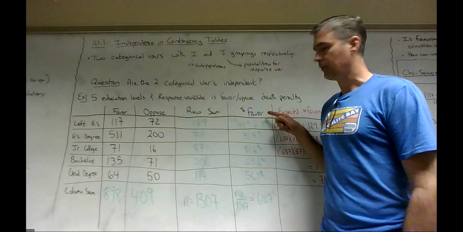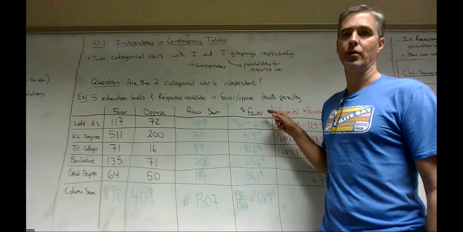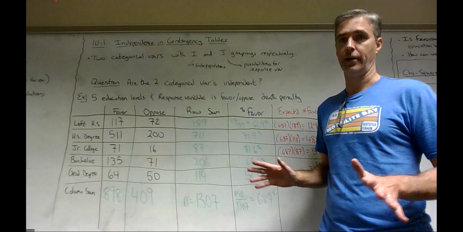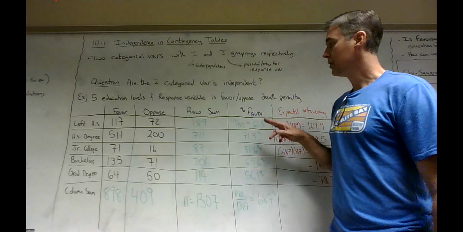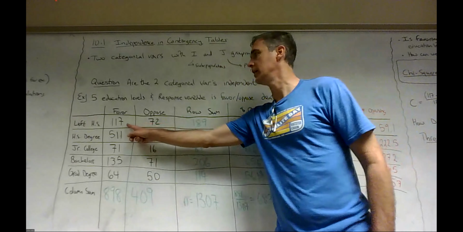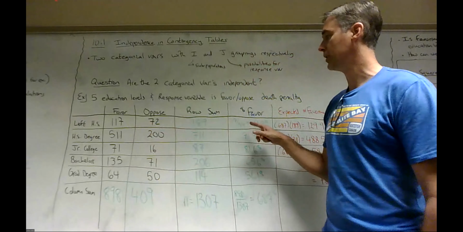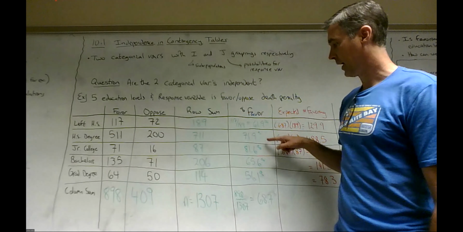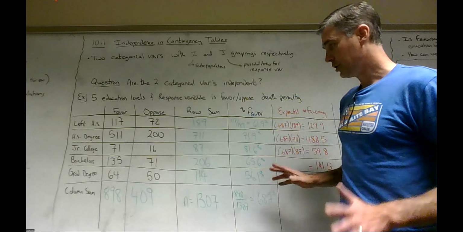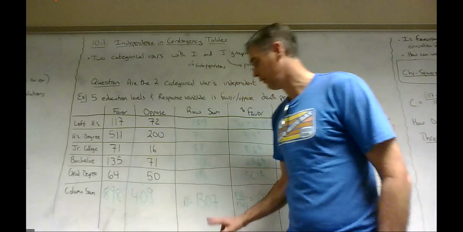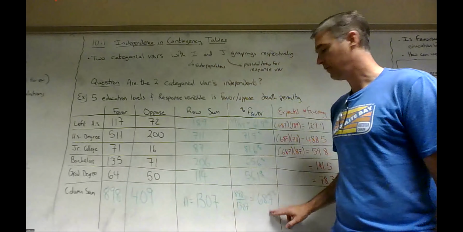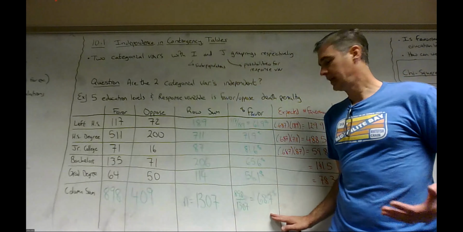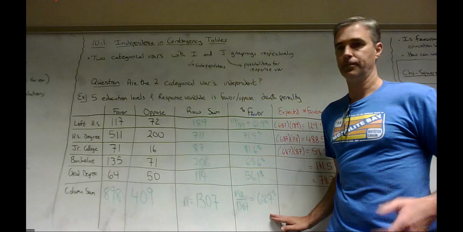This next column is what percentage of this category favored the death penalty. I could have done which percentage opposed, it didn't matter, so I just stuck with favor. So 117 of the 189 people who didn't complete high school favored it. That was 61.9%. Similar calculations all the way on down. And in total, 898 of the 1,307 people favored the death penalty. So of all the people we asked, about 69% favored the death penalty, all right?